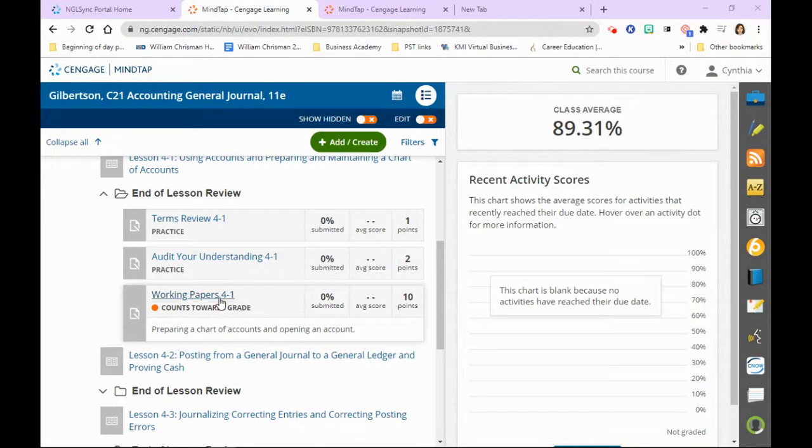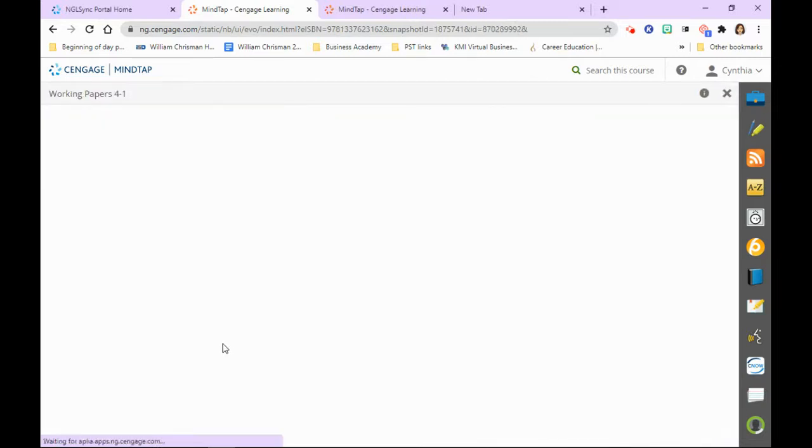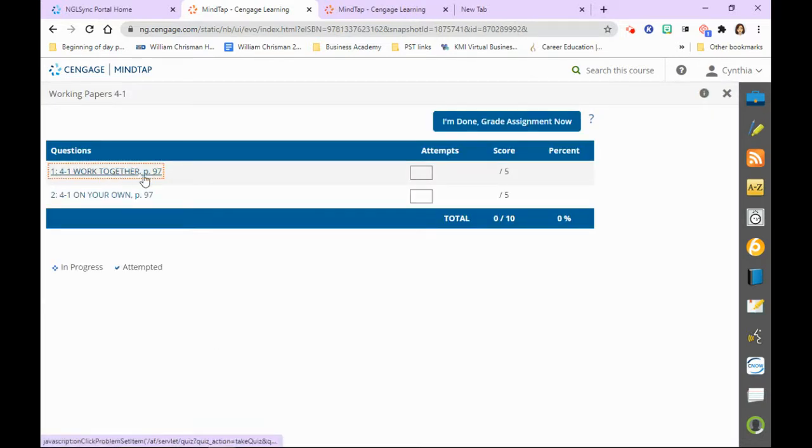Okay, I'm going to walk you through how to do work together 4.1. So click under working papers, 4.1 under end of review. Click on work together.